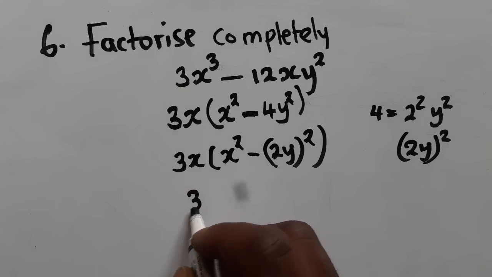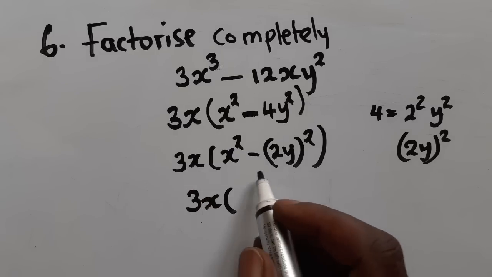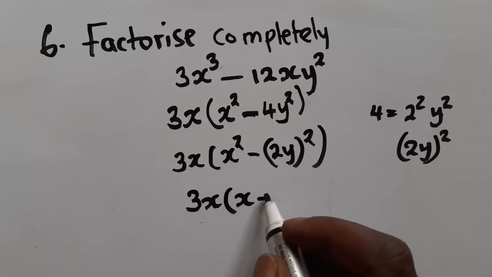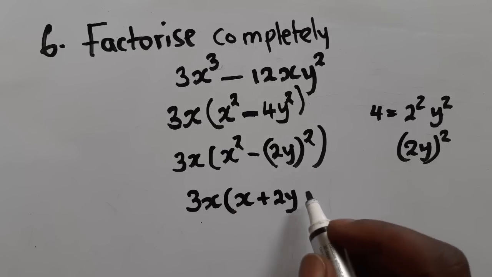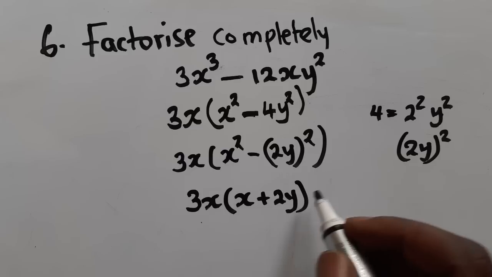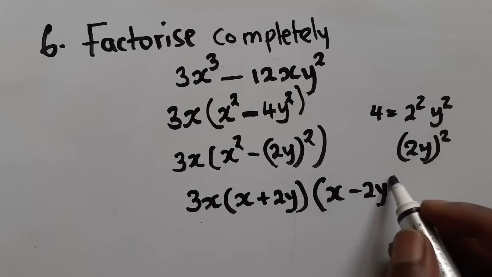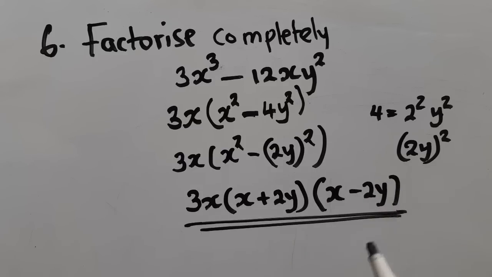All right, so the final answer is going to be, how do we factorize the difference of 2 squares? So the first one is going to be x plus 2y. The second one is going to be x minus 2y. This is what is going to be our final answer on question 6. We got question 7.